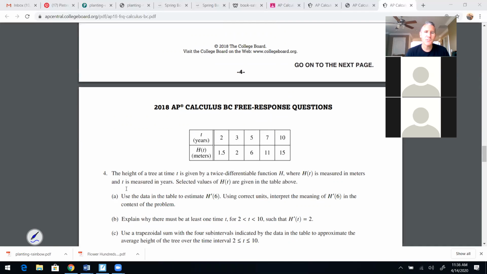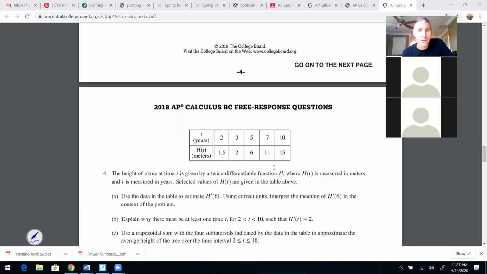So anyway, it says use the data in the table to estimate h prime of 6. So 6 would be right here. We have the height at 5 and the height at 7. So what would h prime of 6 be approximately? Estimate that based on the table of values.